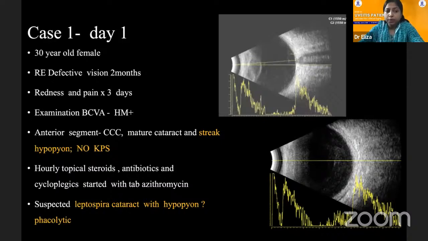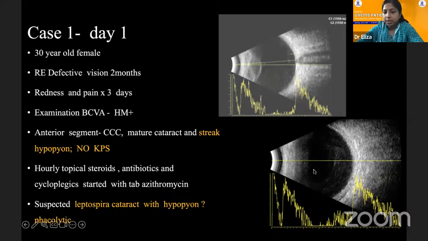So this is a case of a 30-year-old female who presented with 2 months of blurred vision, and she had pain and redness since 3 days. On examination, she had a mature cataract in the right eye. Vision was hand movements. Along with the mature cataract, there was a streak hypopyon, but no keratic precipitates. So we suspected a fast progressive cataract secondary to leptospira with hypopyon. Our second differential was phacolytic. So we started the patient on hourly topical steroids, antibiotics and cycloplegics, and oral azithromycin.